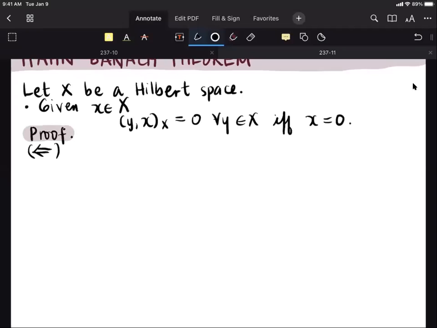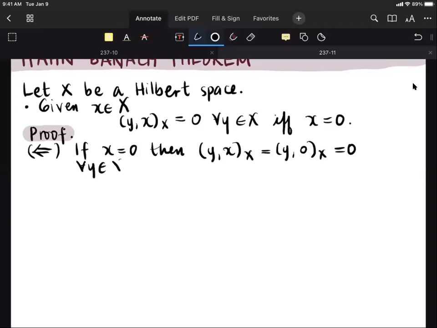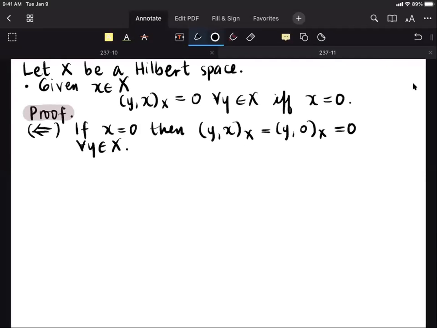So for this direction, if X is 0, then taking the inner product of Y and X would give you a 0 inner product. And this is, of course, valid for any Y and X. And we know this already from the case of inner products. On the other hand, suppose that this condition is valid.